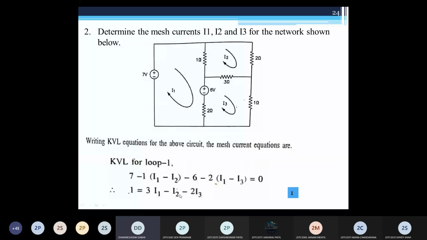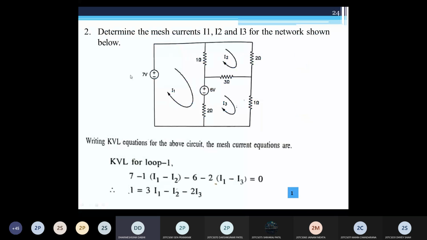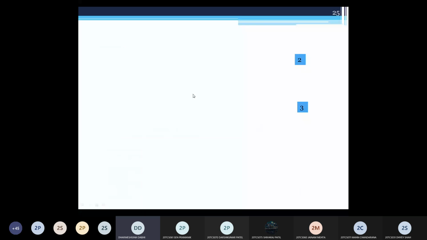All of you get this equation for mesh 1? 1 is equal to 3I1 minus I2 minus 2I3. Then the second equation: the voltage source is 0 because there is no voltage source available in mesh 2, only resistances are available. So the voltage term is 0. So 0 is equal to minus I1 plus 6I2 minus 3I3.